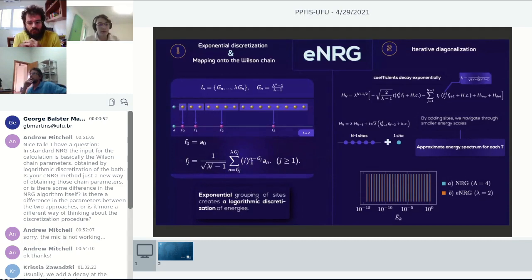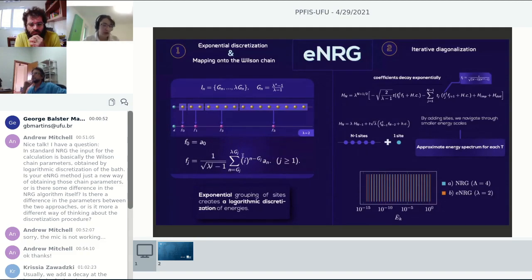Now, there is an apparent reason behind the choice of coefficients that we see here. First, this exponential grouping of sites already ensures exponentially decaying hopping coefficients later. This is because this lambda prefactor squared decays exponentially as j grows, and this simply comes from the normalization of this linear combination of A operators. Then each operator belonging to the same interval must contribute to F with the same weight.